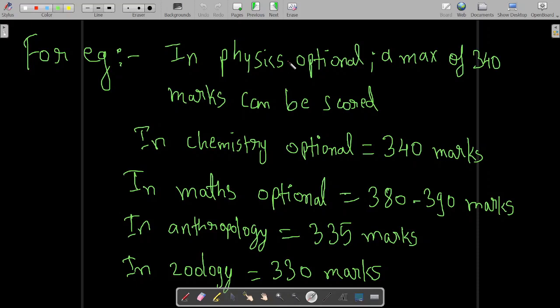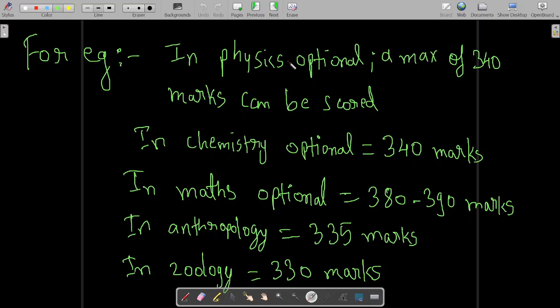But in other optionals, for example humanities optional, there can always be a new question based on current affairs. So they will make new questions every year in GS and humanities optional. But in science optional, they can never make any new question. They can never even twist the question. In science optional, there is no twist possible.